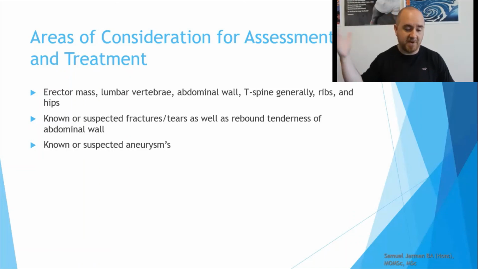Known or suspected fractures or tears of especially the abdominal wall here, possibly some of the hip muscles. You're not likely to get a tear in the erector mass, but you may very well have lumbar fractures of varying kinds or pelvic fractures, and those would usually be associated with recent trauma. Rebound tenderness of the abdominal wall: you push on the abdominal wall, nothing hurts, you let go and then it hurts. That is a serious visceral pathology. Until proven otherwise, you refer that out.